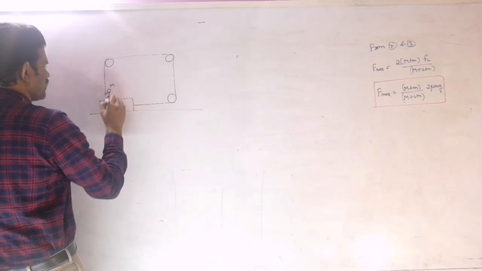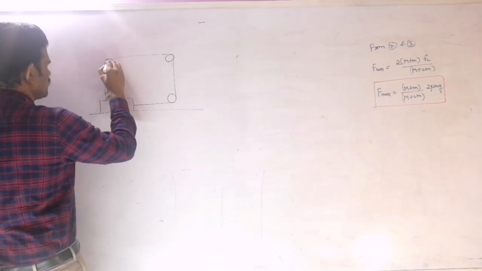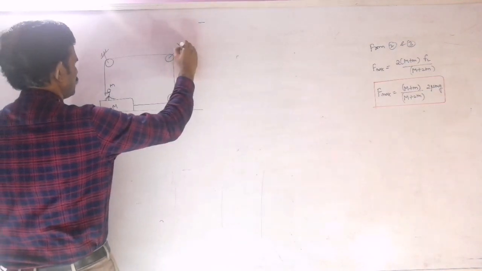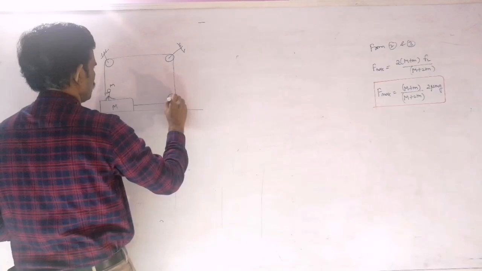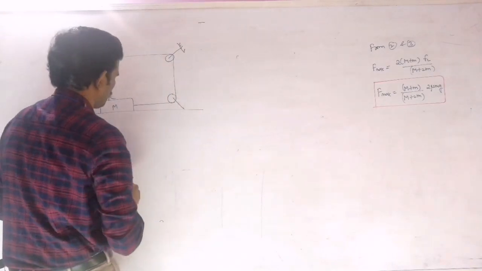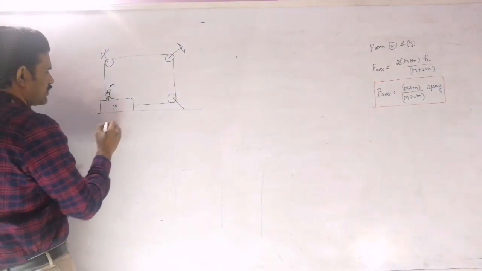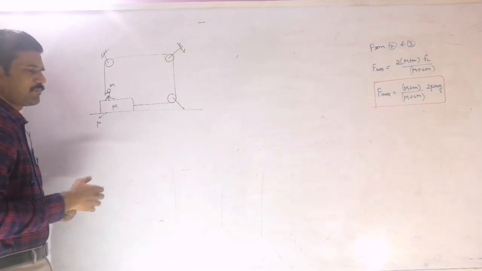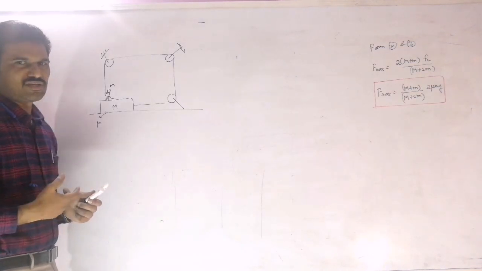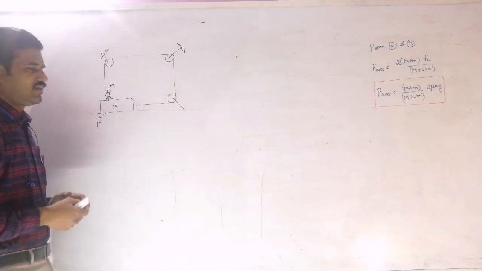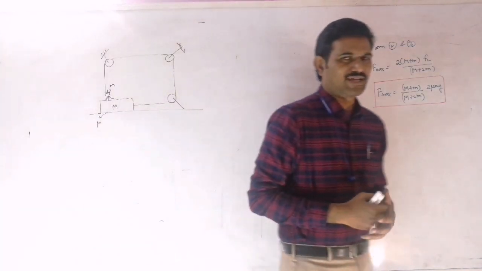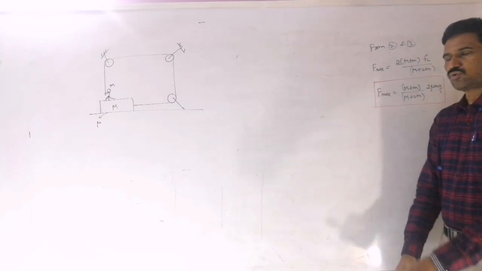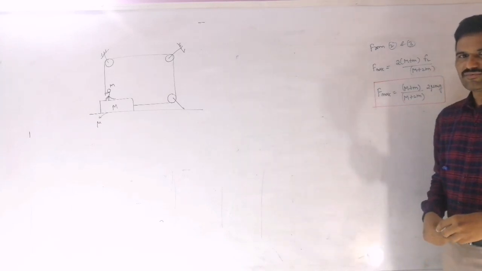So this is a man of mass m and this is a plank of mass m, and there is some fixed pulley arrangement here. The coefficient of friction is given as mu. Now we need to find the maximum force applied by the man so that there is no relative slipping between the contact surfaces of the plank and the man. That means the maximum force that he can apply on this rope so that there is no relative slipping between them.